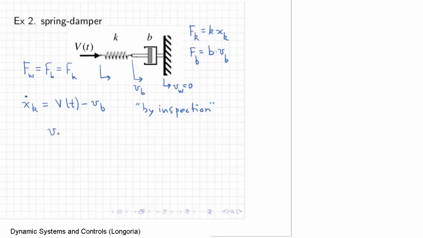But because we know that the force on that damper, F sub b, is b times v sub b, and we know that that's equal to the spring force, right? That's an important equivalence. That's equal to k x sub k. We see that we can write v sub b in terms of x k, or v sub b is simply k over b times x k. And you can see that by just substituting v sub b into this equation, you'd get the final state equation for that system. Okay.